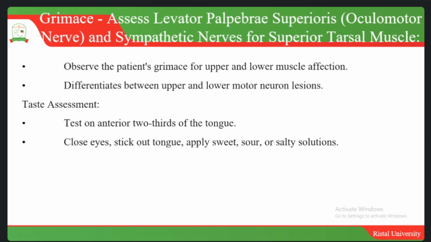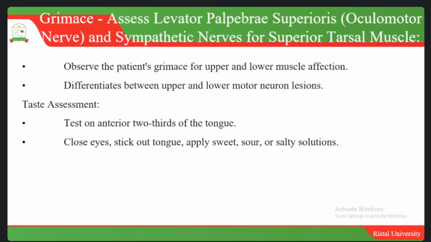Is the patient able to shake the face? Is the patient able to move the facial muscles, and so forth? So it differentiates between the upper and the lower motor neuron lesions. So when you assess this, it will tell you where the neuron is affected, whether in the upper or in the lower portion. So you test and assess.